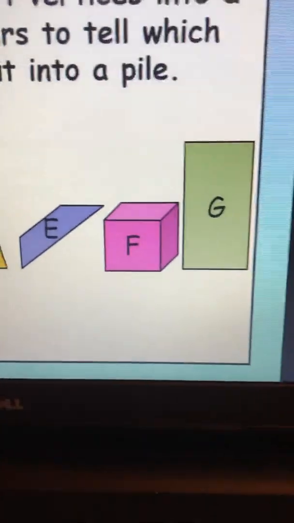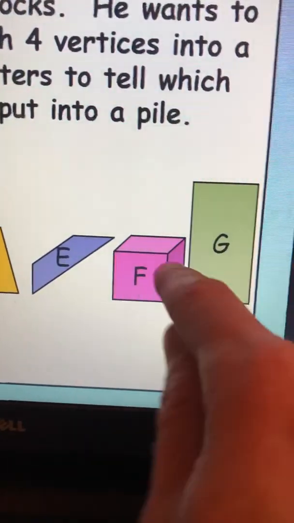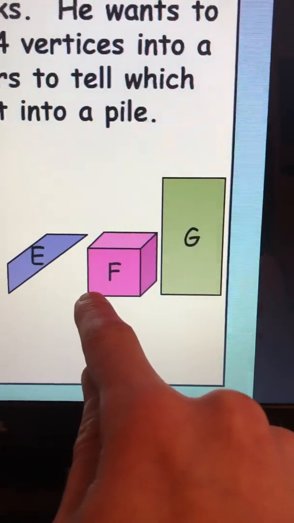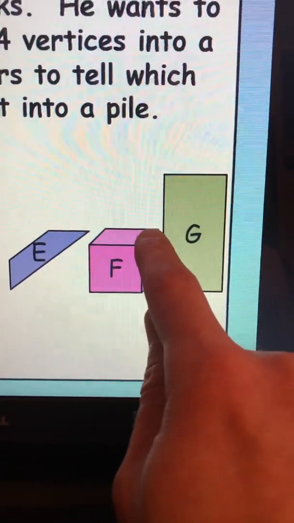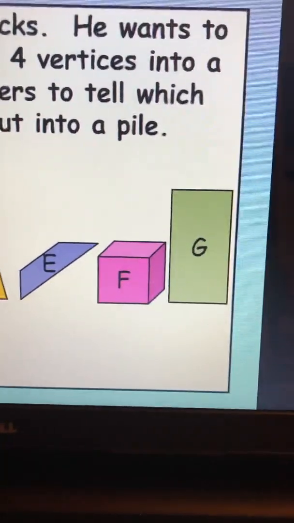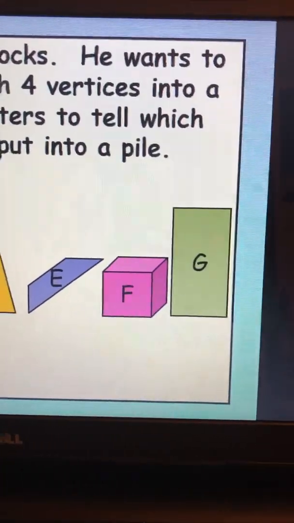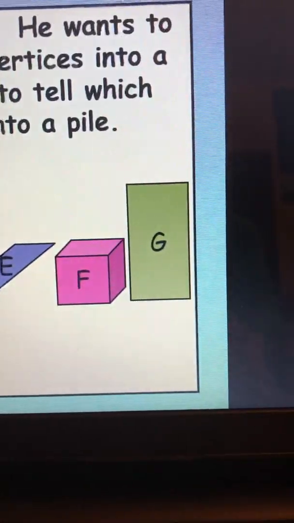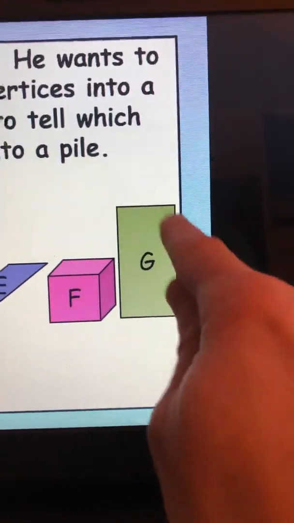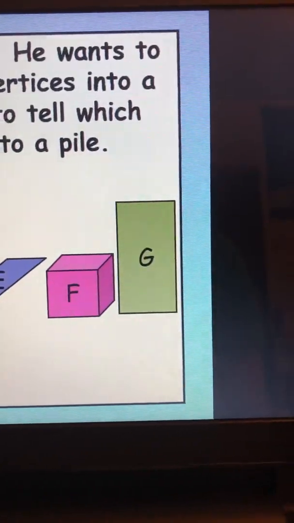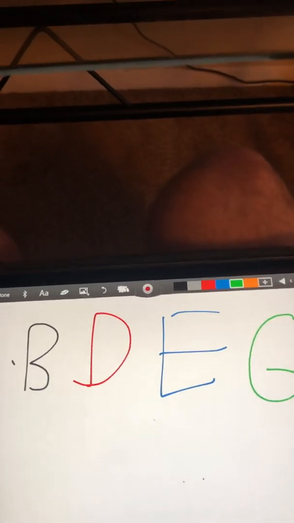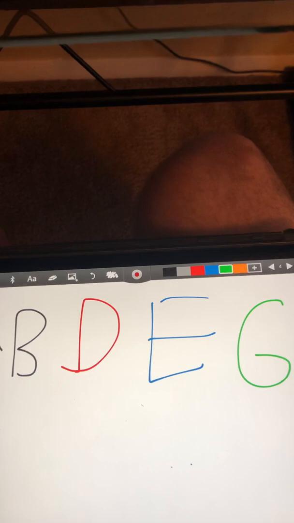F. This one's a little tricky because in the front, yes, there are 4 vertices, but remember, it's a cube, so it's 3-dimensional, which means we have more vertices back here. So if you remember from the last one, a cube has 8 vertices, so not F. And then G, a rectangle has also 4 vertices. So B, D, E, and G would go into that pile.